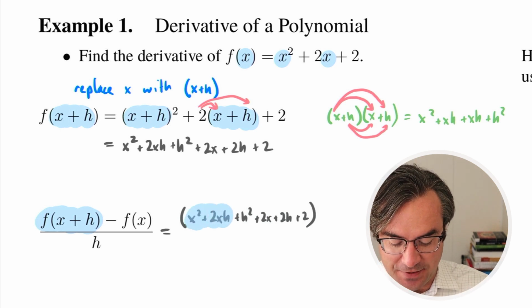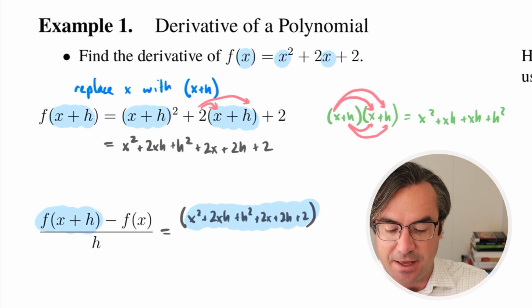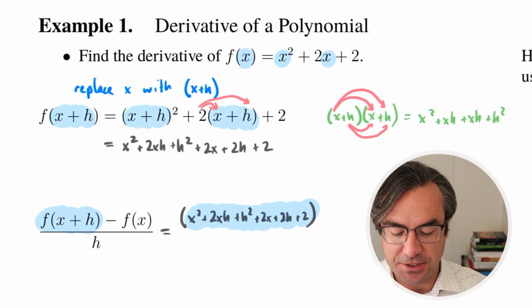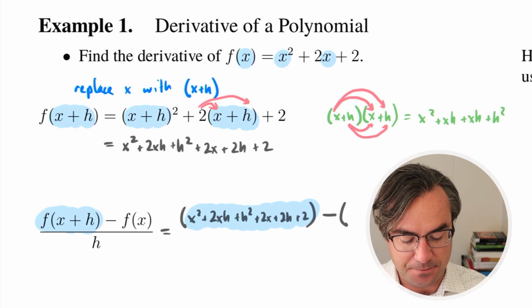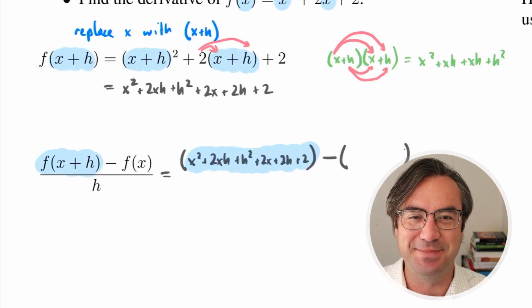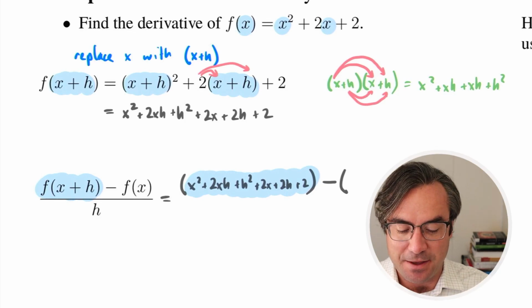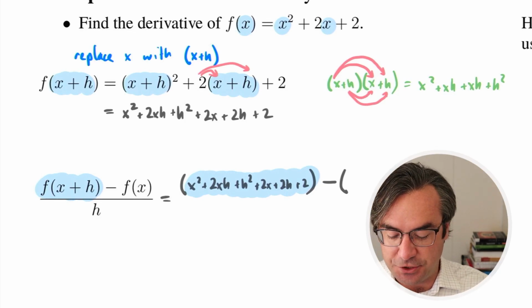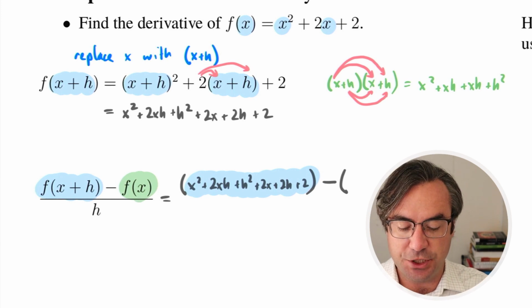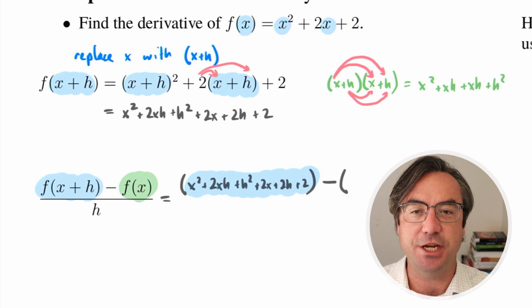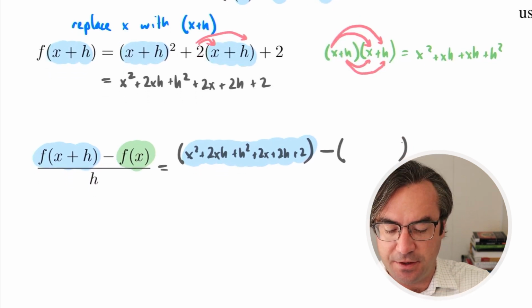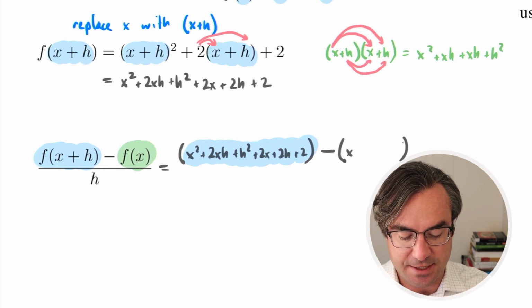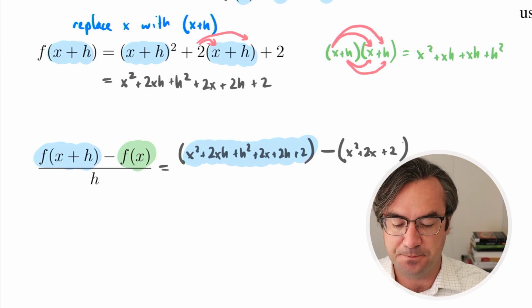All right, so that's our f of x plus h. Then we're going to subtract, and then we have another set of parentheses here. Make sure I make those big enough. In that second set, this is where we're just going to fill in the original function, the original function that we're trying to differentiate here. So our x squared plus 2x plus 2. That's what we're going to fill in this second set of parentheses right over here.